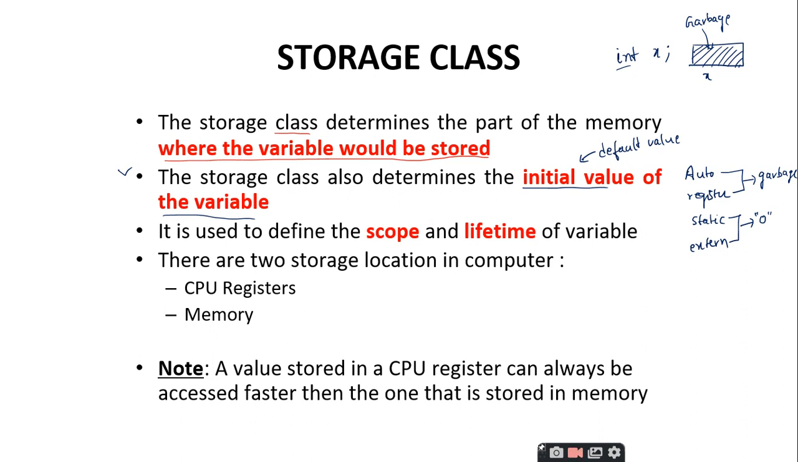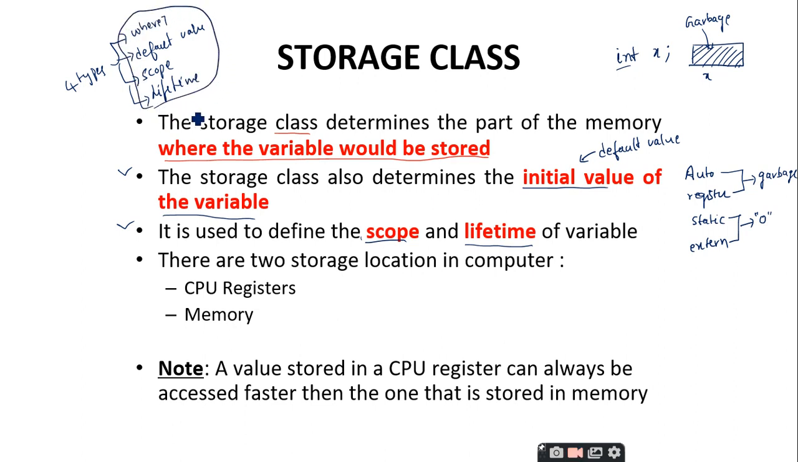Right. And as I told, the storage classes also specify the scope and lifetime of the variables. So four types of information it is going to give. The first one is where it is stored. The second one is the default value. The third is scope. And the fourth is lifetime. So these four types of information will be given by the storage class.